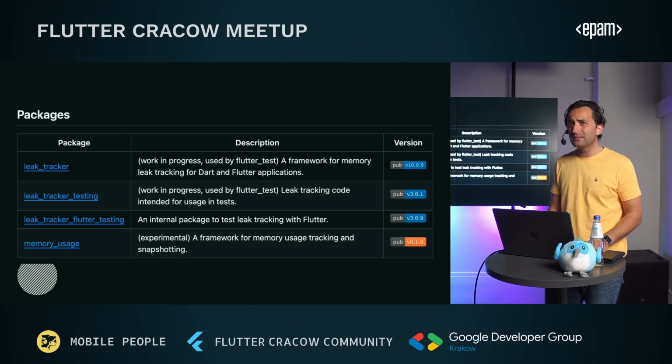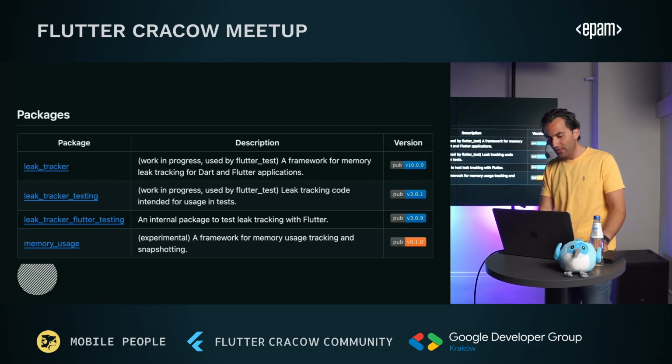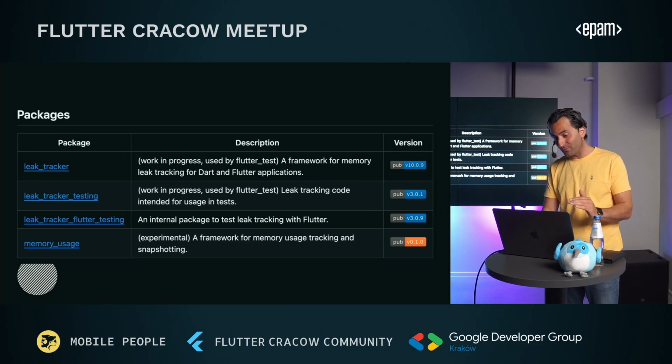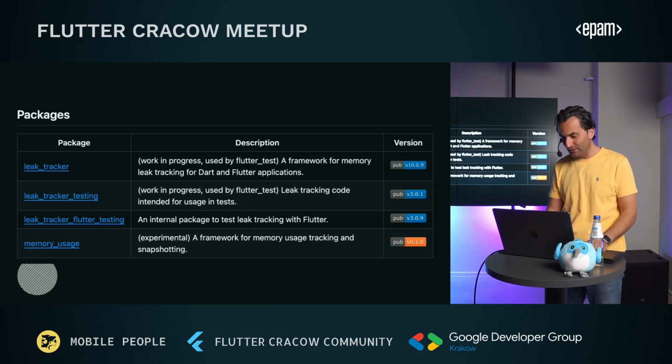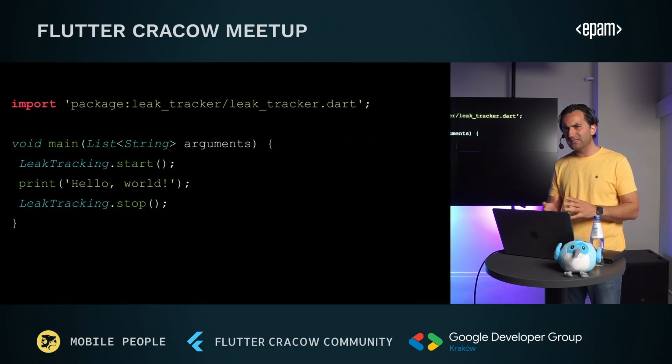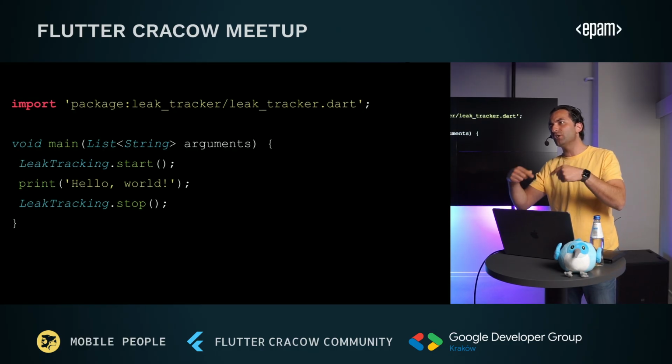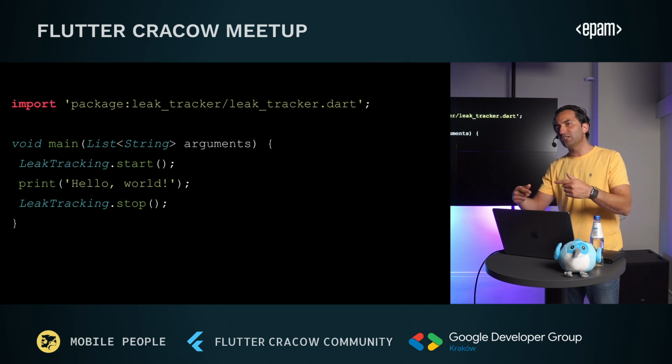Have you heard about it before? Yeah, that's good. This is still an experimental package. At least some of the packages underlying it are experimental, including memory usage. I actually really like the memory usage package in this example. I also have an example for you to look at of how it looks when you use it. The good thing is that when you start using this package, you can catch the memory leaks during the unit tests and widget tests that you write. So this is quite nice.